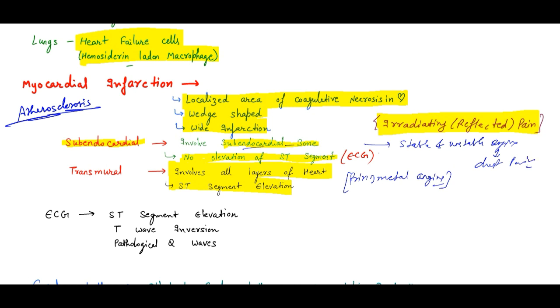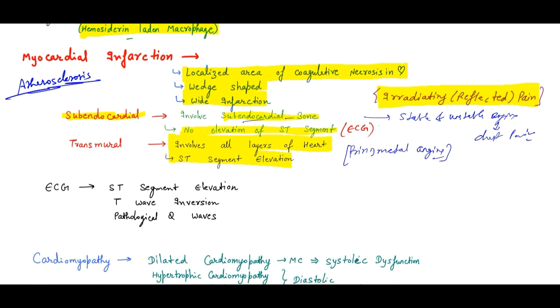Then the ECG findings for myocardial infarction: remember, ST segment elevation, T wave inversion, and pathological Q wave. If in the question they ask you about the ECG, remember these three things for myocardial infarction: ST segment elevation, T wave inversion, and pathological Q waves.